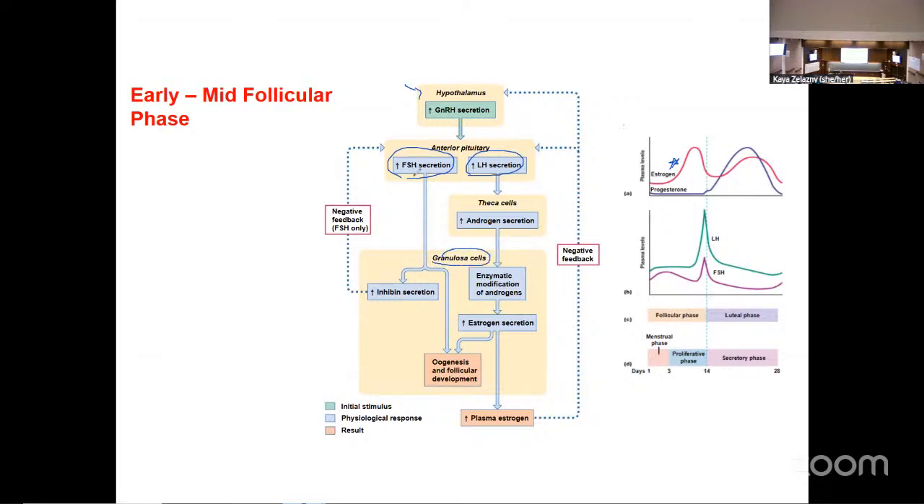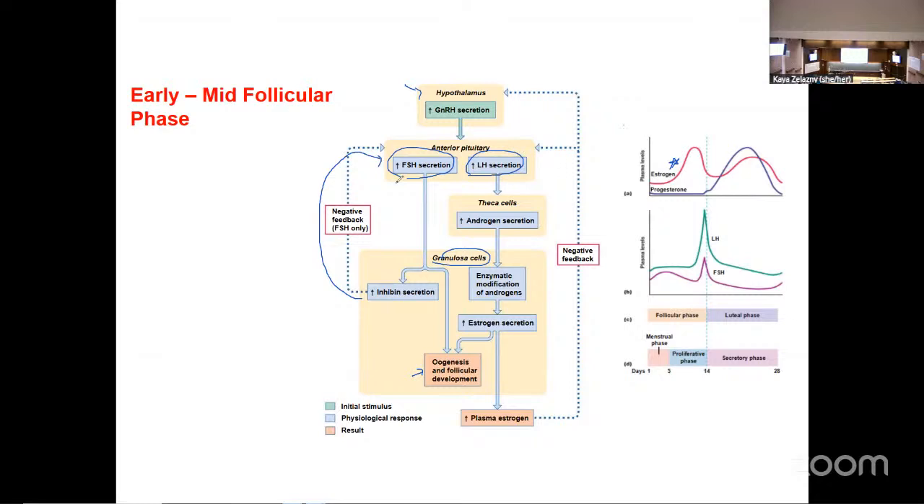FSH does tell us to continue the follicular development, but at the same time, it's going to tell those granulosa cells to produce inhibin, which creates a negative feedback loop. So at the same time as telling our follicles to grow, we're also kind of turning off this signal for FSH, right?